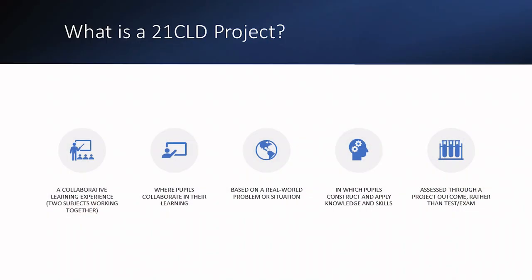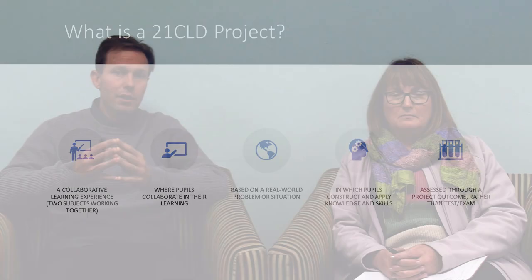The 21st century learning design project is a collaborative learning experience. It is 2 subjects that are working together. So each project has 2 teachers working together in a combined, integrated way. The pupils are also collaborating in their own learning. It is based on a real-world problem or situation, and pupils will construct their own knowledge and apply their own knowledge and skills. Assessment is still important, and it will be assessed in a project format rather than in a test and exam. But these projects will appear on the report card, and they do get a mark and contribute towards their grade 9 syllabus.